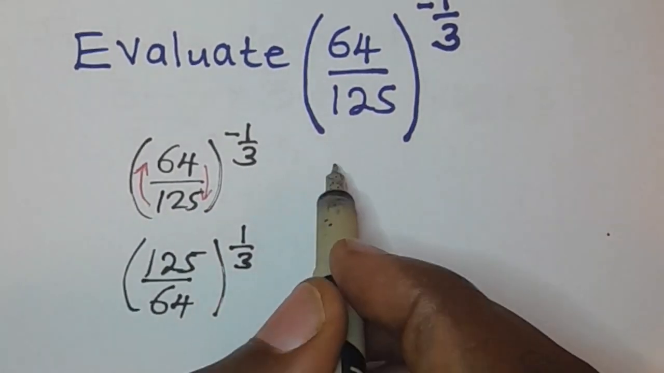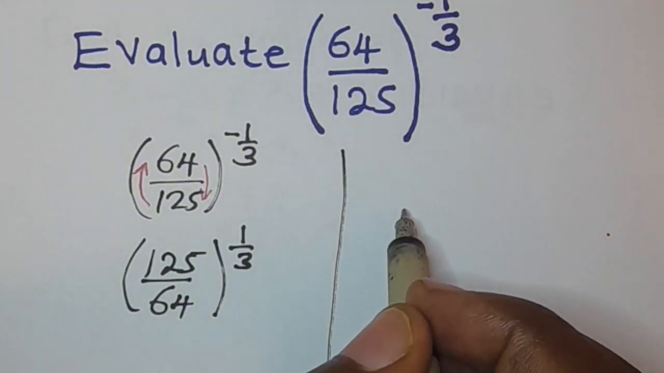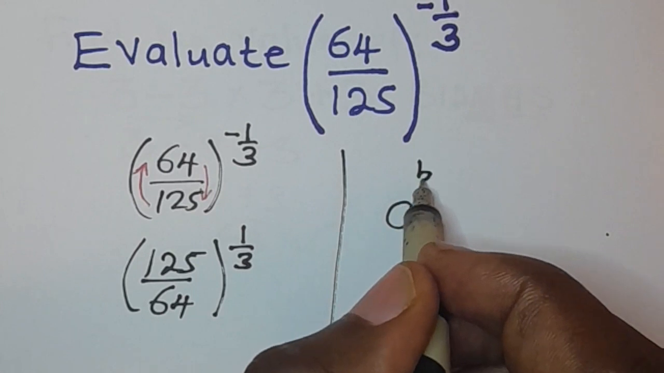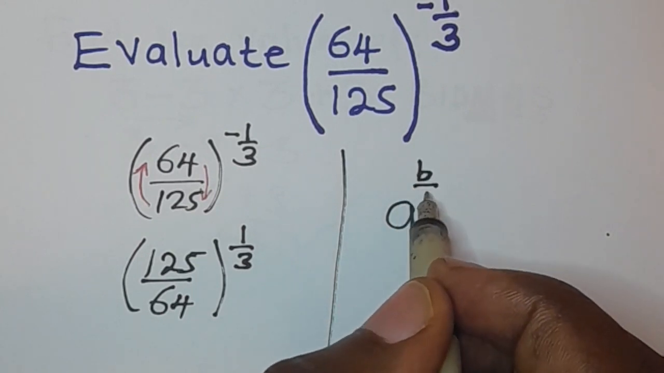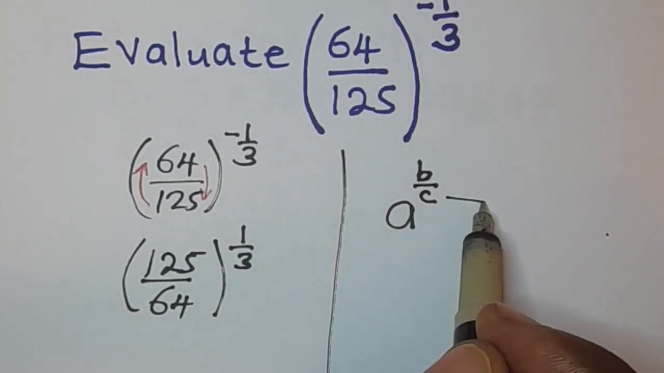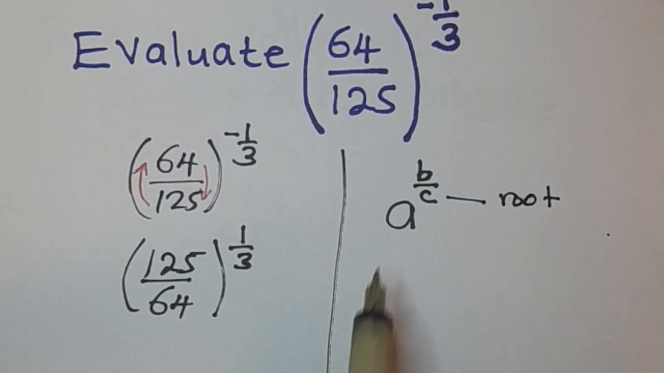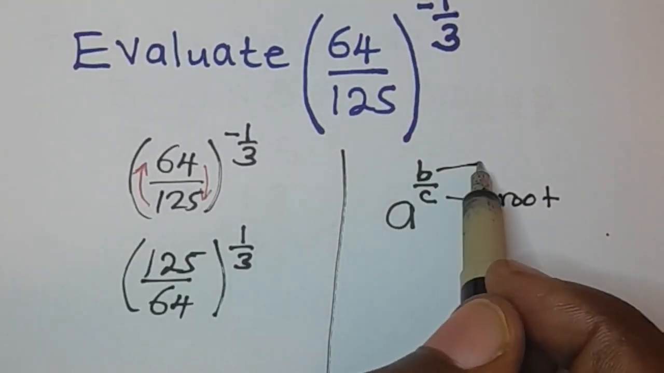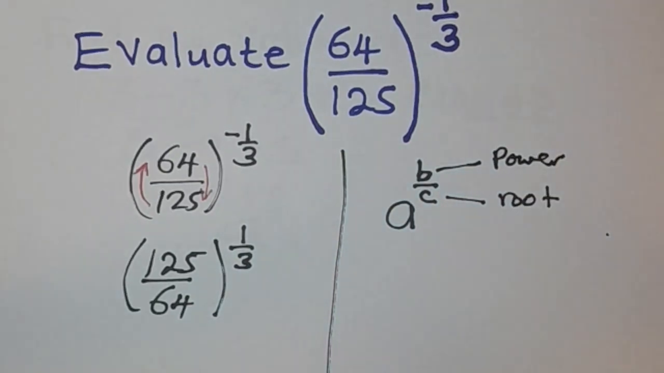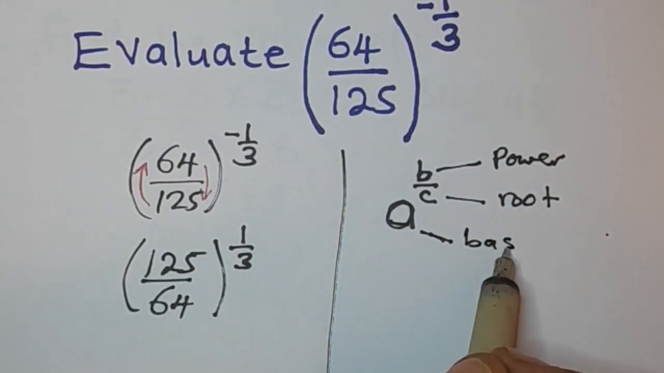Okay, now from the laws of indices, if you have a number, let's say a number a to the power of a fraction, let's say b over c. The c here is the root, okay? Then the b is the power or exponent. Then this number here is called the base, okay?